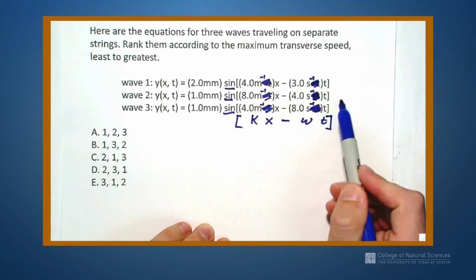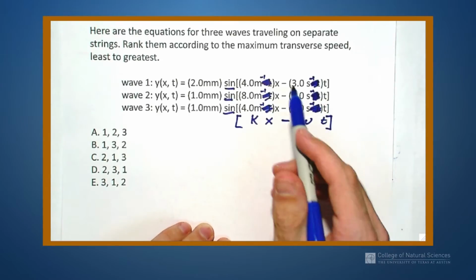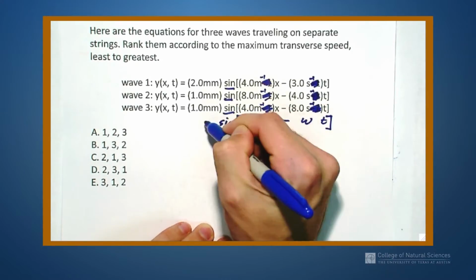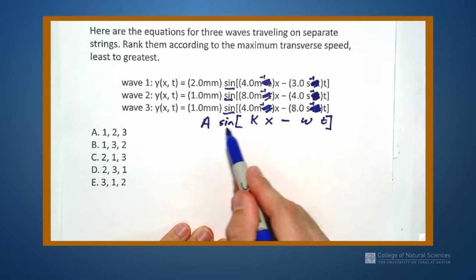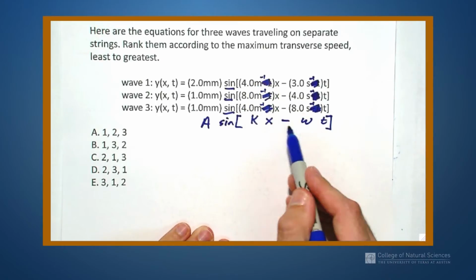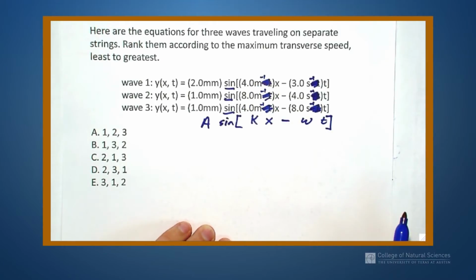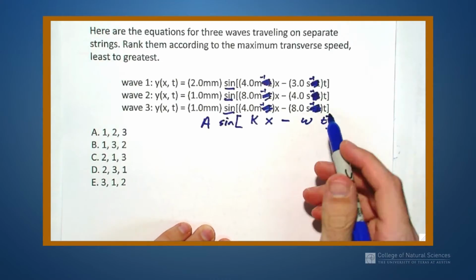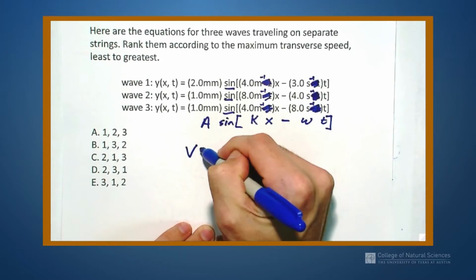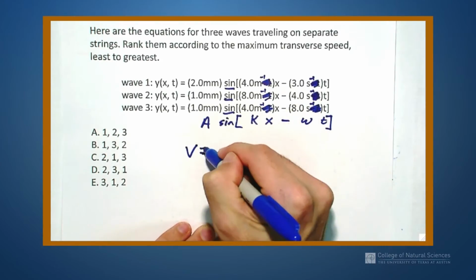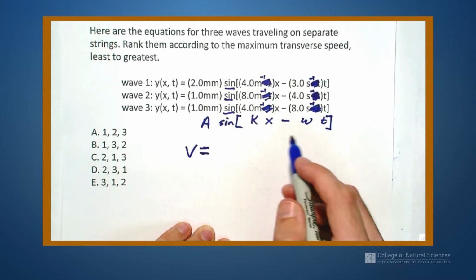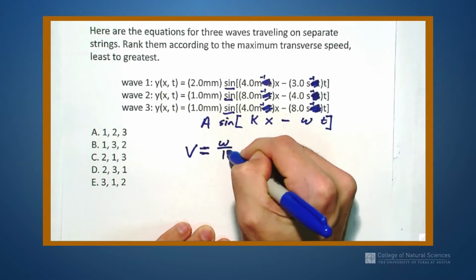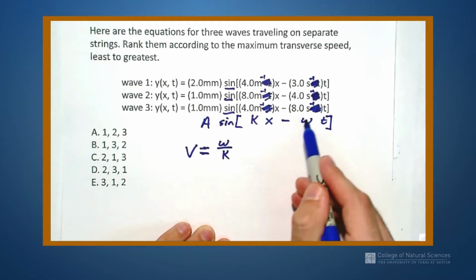Okay, so now that my equations match what yours are, I see that I have the form of some amplitude A sine of kx minus omega t. And if I think about this for a second, one of the forms of the velocity of the wave that I know of is going to be omega divided by k. And just to make sure that that's the right one, I'm going to check my units.